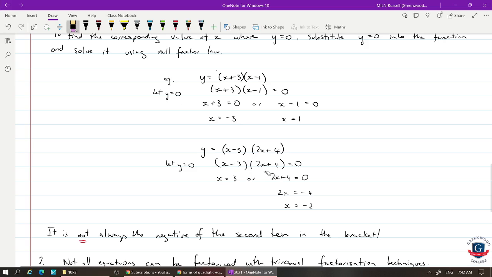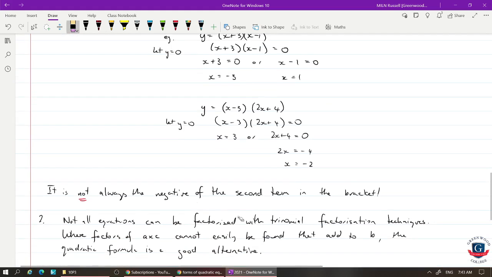But now positive. In this case, we've got 2x plus 4. So we want to know when 2x plus 4 is equal to 0. Solve this equation, 2x equals negative 4, x equals negative 2. And I suppose the point that I'm trying to make is it's not always the negative of whatever's here. It's when this equals 0 or when this equals 0.